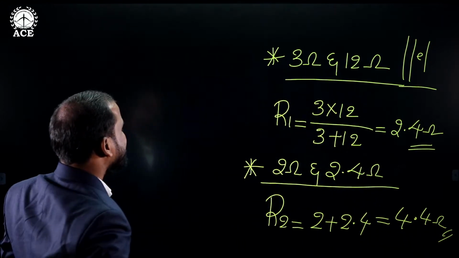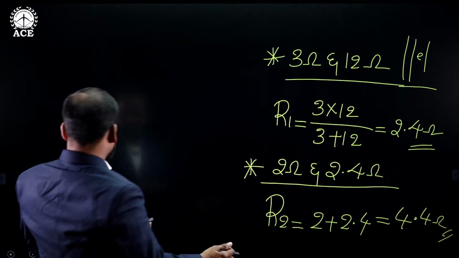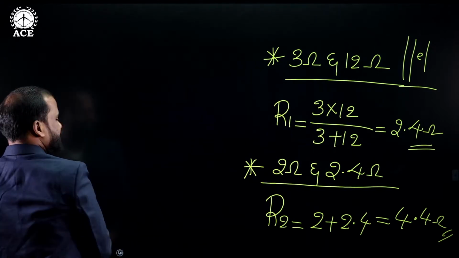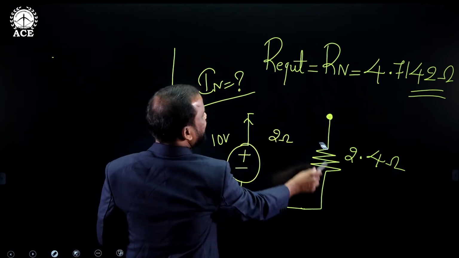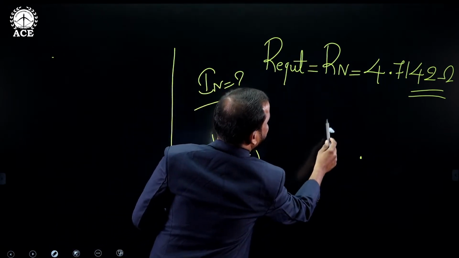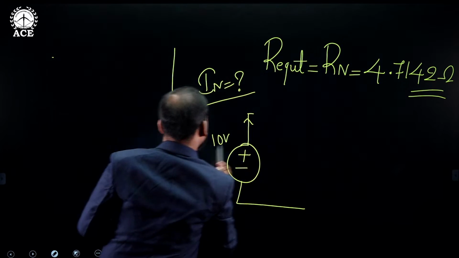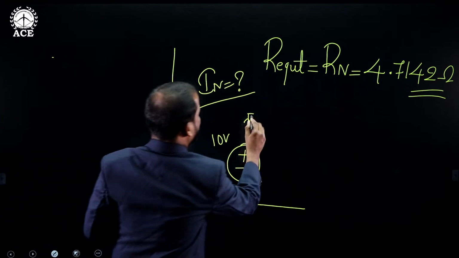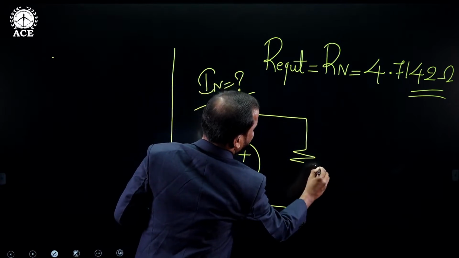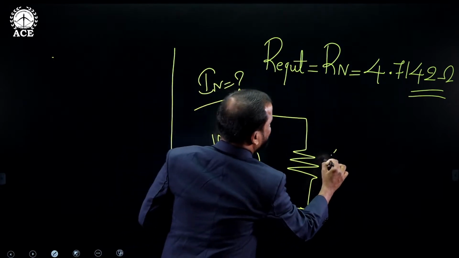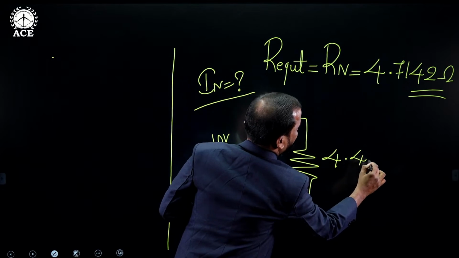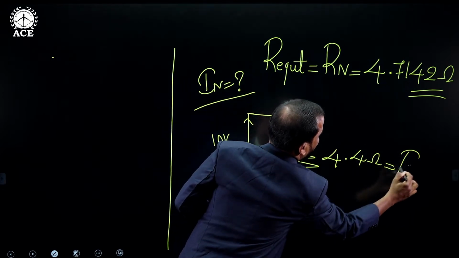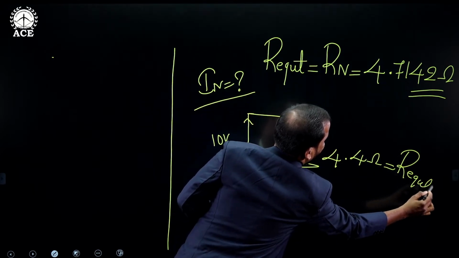Okay, 4.4 ohms. Now I can directly replace this value instead of the combination of these two like this. Now finally you got the value of the equivalent resistance, that is 4.4 ohms, equal to R equivalent.